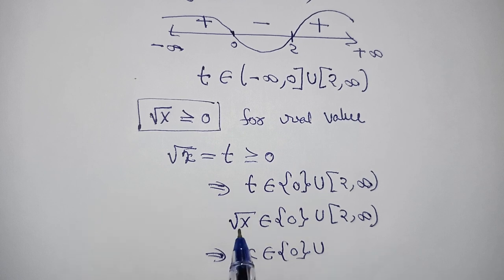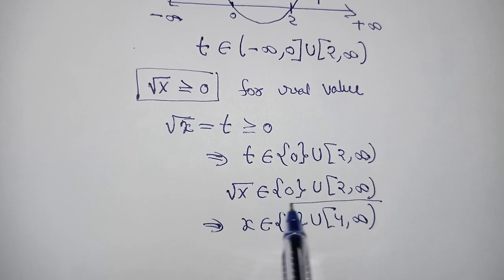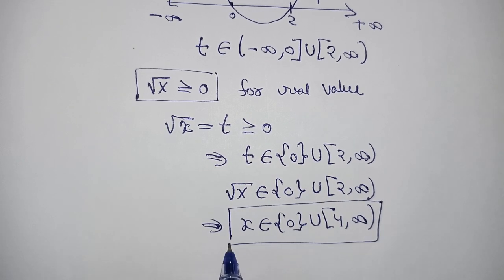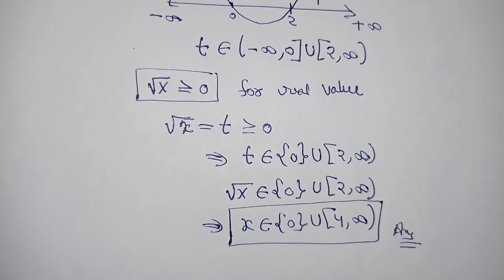When you put 2, square root x is 2, that means x will be 4 and all values greater than 4, that means 4 to infinity. So the domain of x will be 0 union 4 to infinity. So this is the answer of this question.